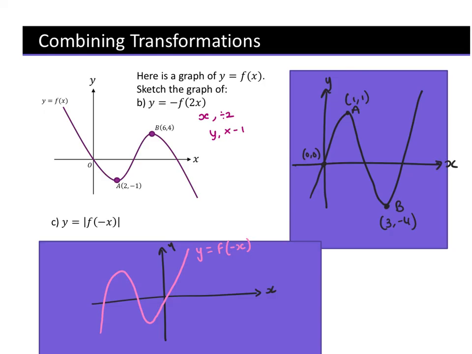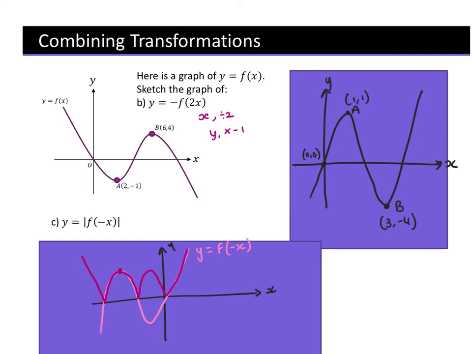Now I've got the modulus of the whole function. So that means if I have the modulus of the whole function, I do not want anything negative down here because it can't be. I can't have a negative y value. So anything that's negative, I'm going to reflect in the x-axis. This part is positive, we can keep it. The part below is negative, so I'm going to put it up here, reflect it. This part is positive, we can keep it. And this part is negative, so we're going to bring it up here.